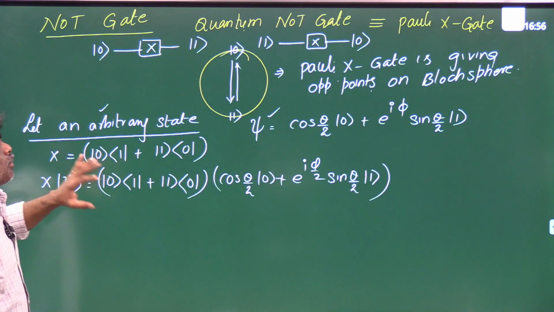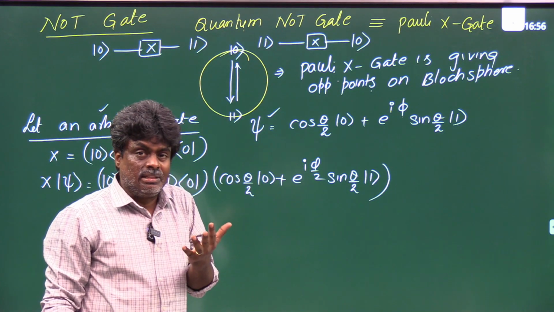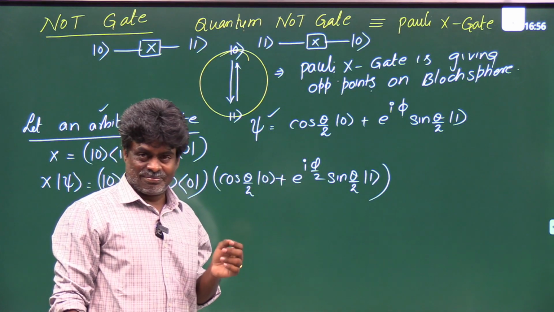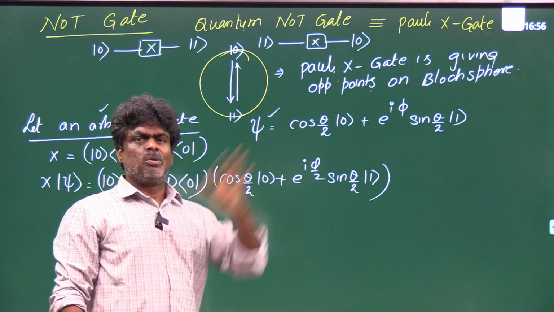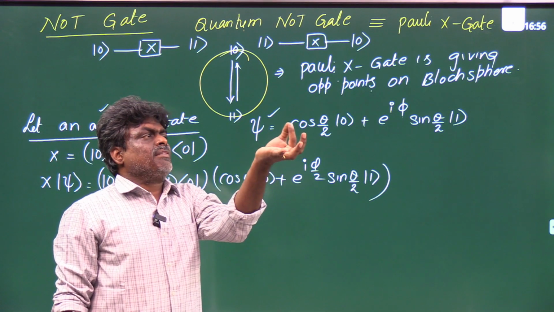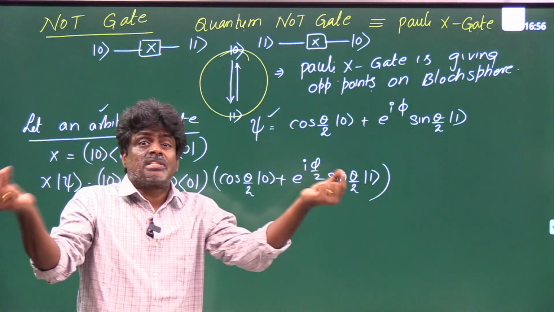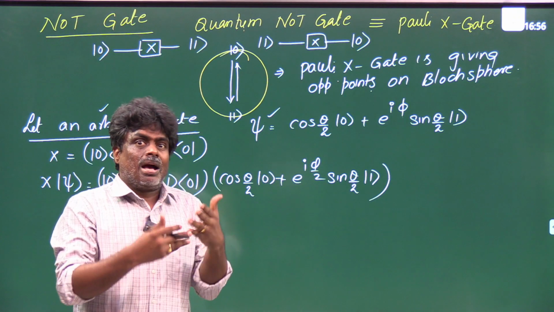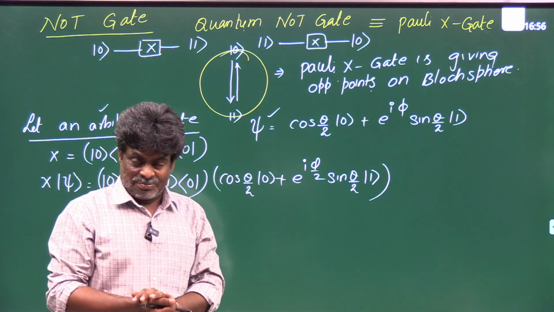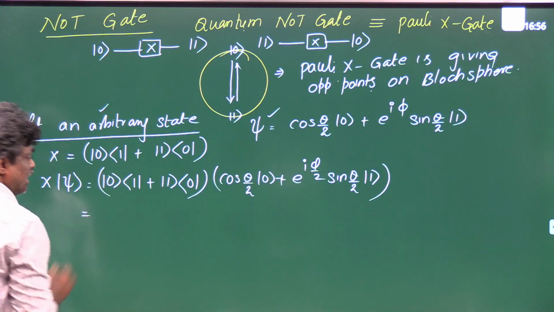I hope you understand what I'm doing. I'm checking this Pauli X gate operation with an arbitrary state, a linear combination state. For single qubits, I'm getting quite opposite points. If I give this point, I'm getting this point. If I give this point, I'm getting this point. This is for single qubits. Now I would like to check what will happen if I take the general state, that means a linear combination. Let us see what is obtained.